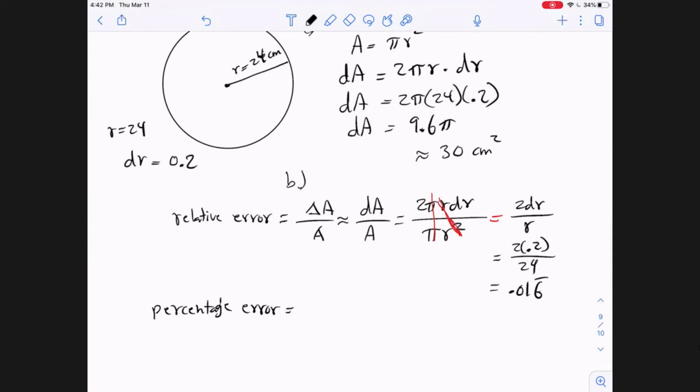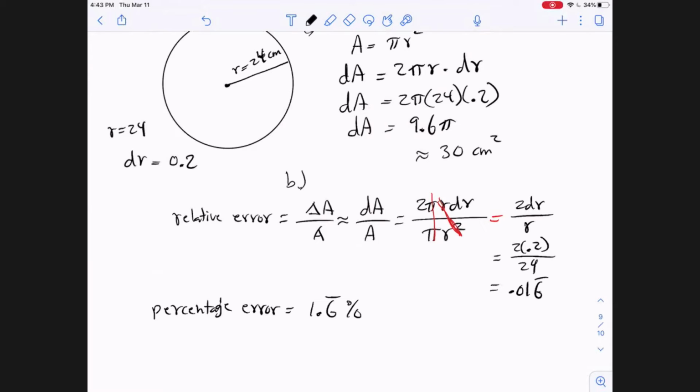Error is percentage. So you'll get 1.6%. When I say the area is off by 30 square centimeters, is that a large error in square centimeters? Well, it depends what size we're talking about. In this case, the percentage error is 1.6%.